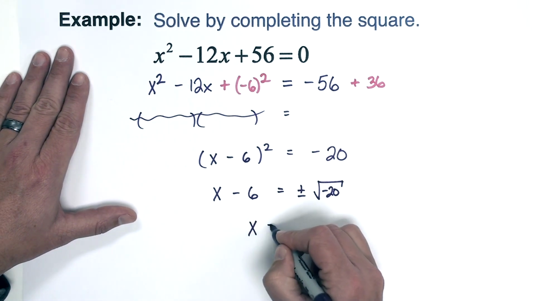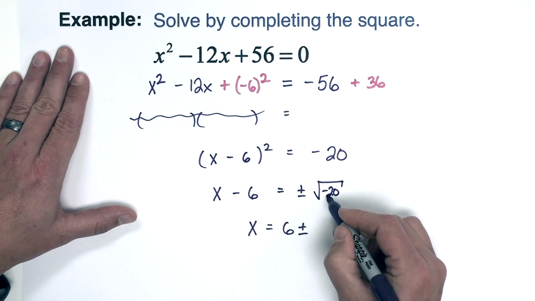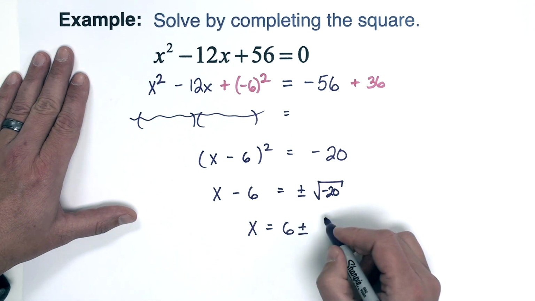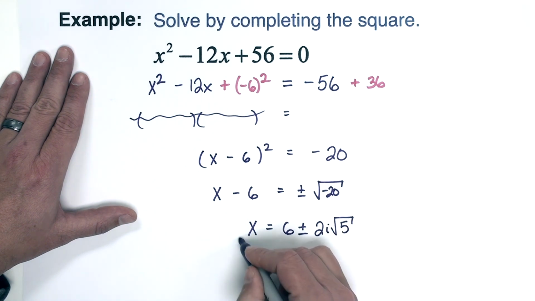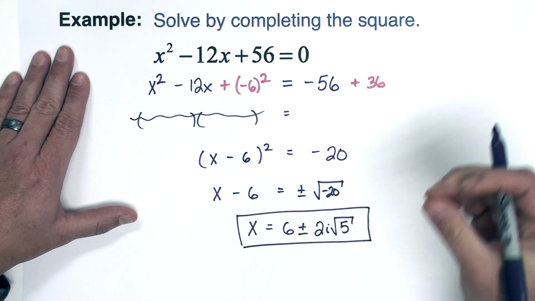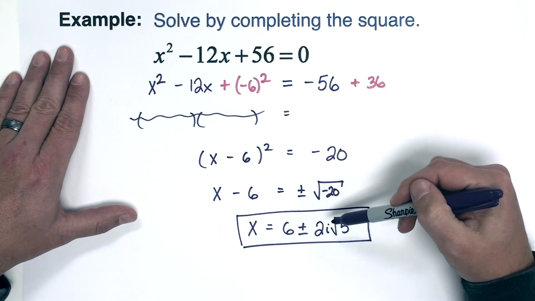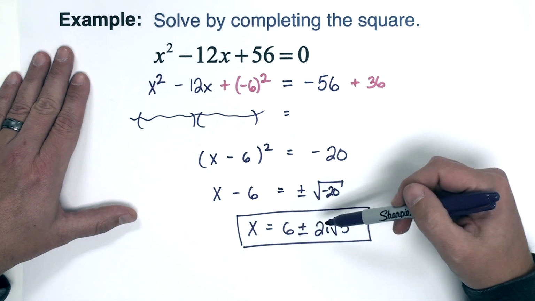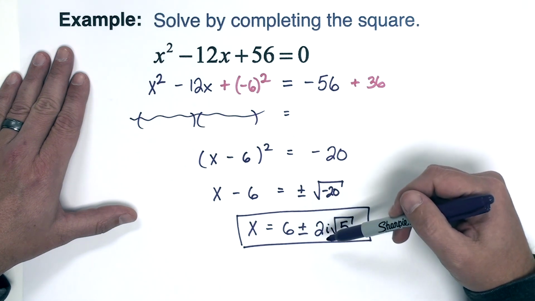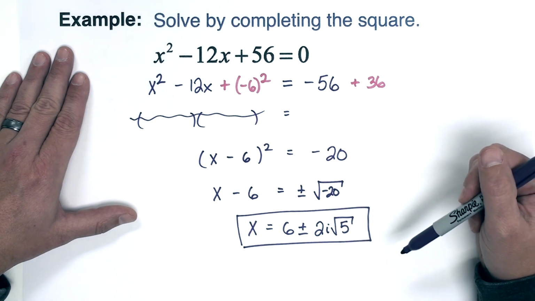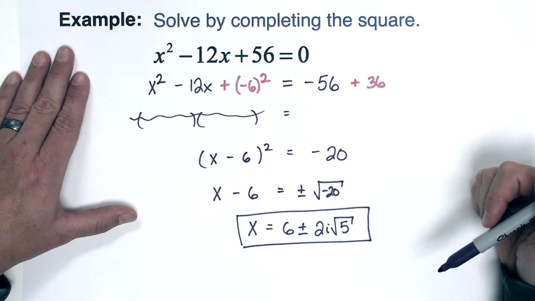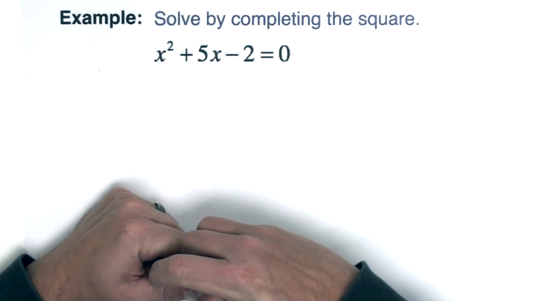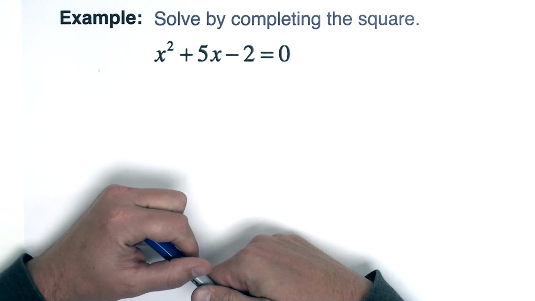Add the 6 over, so x equals 6 plus or minus, negative 20 is going to be negative 4 times 5, and the square root of negative 4 is 2i, so 2i square root of 5. So it is okay to get complex numbers for solutions, specifically imaginary numbers within your answer when you square root these negatives, as we saw in the previous video. So those are going to be in play. That's going to happen.